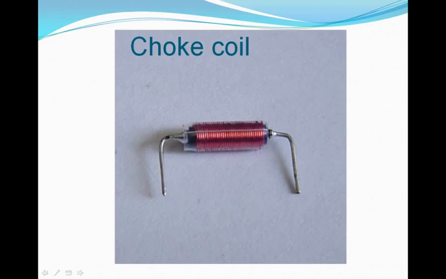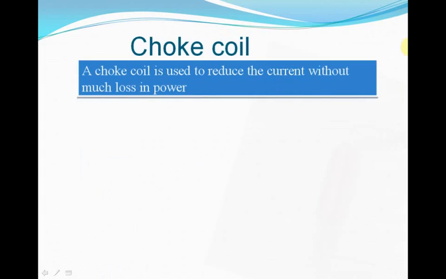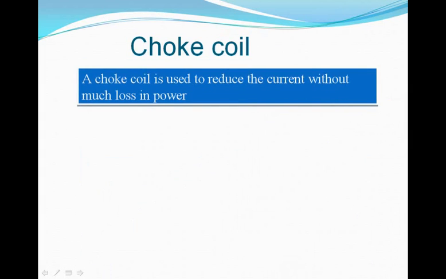In a choke coil, we make use of this phenomenon to have different currents in the circuit and still maintain the same level of power consumption. Understood? And that's very interesting. For example, a choke coil is basically used to reduce the current without much loss in power. A choke coil consists basically of an inductor.